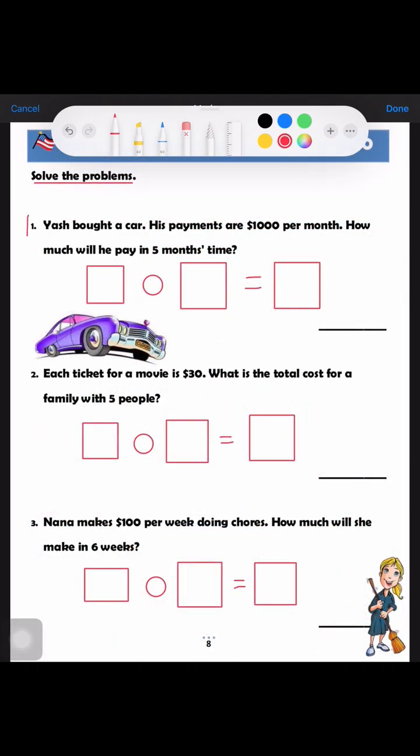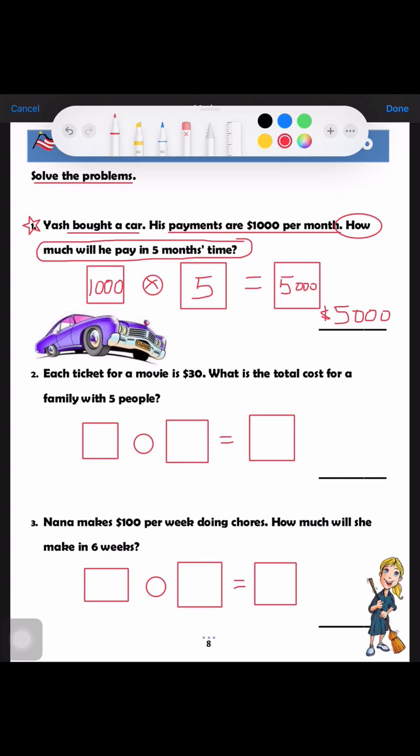And then we turn to page 8 and then we solve the problems below. Yash bought a car. His payment is $1,000 per month. So how much will he need to pay in 5 months' time? Let's write the number sentence together. So every month he needs to pay $1,000. So in 5 months, the total amount is 1,000 times 5. So what is the answer? Yes, it's 5,000 because 1,000 times 5 equals 5,000.